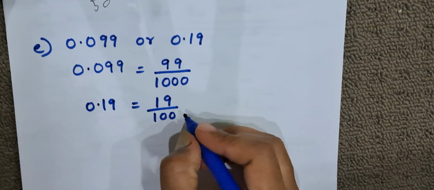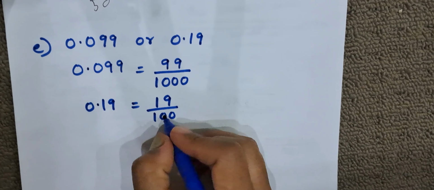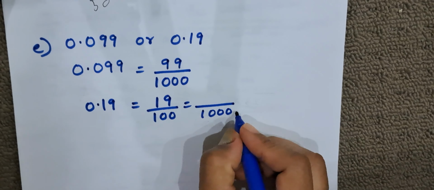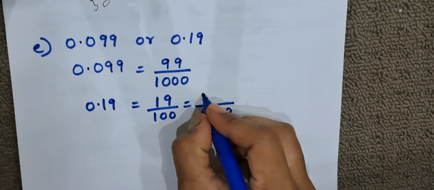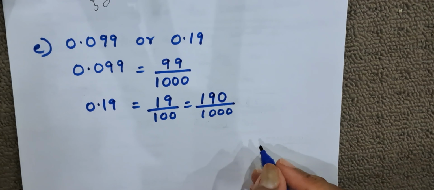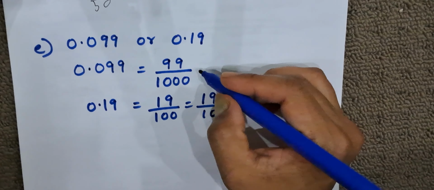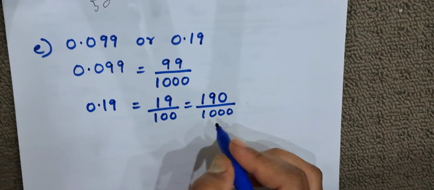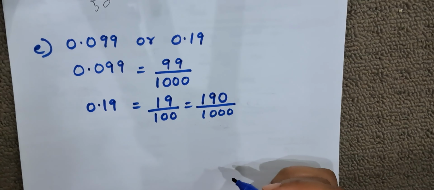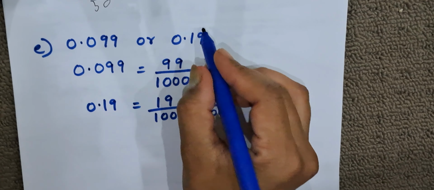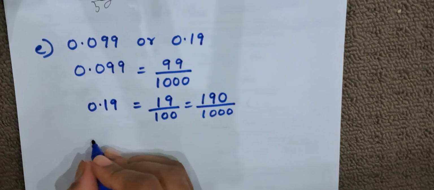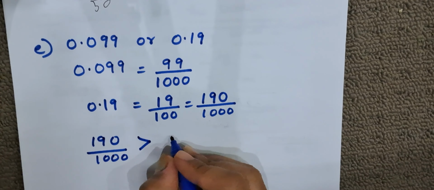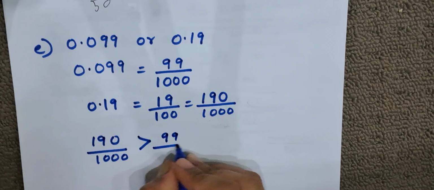2 zeros because we have shifted the decimal point 2 places to the right. Now for comparison, we want 1000 instead of 100. So we will make the denominator 1000. When you make the denominator 1000, we will add a 0 to the numerator also. Now 19 becomes 190. So now is it easy to compare? 99 upon 1000 and 190 upon 1000. Both the denominators are same. Which numerator is bigger? 190 is bigger. So we will write 190 upon 1000 is greater than 99 upon 1000.